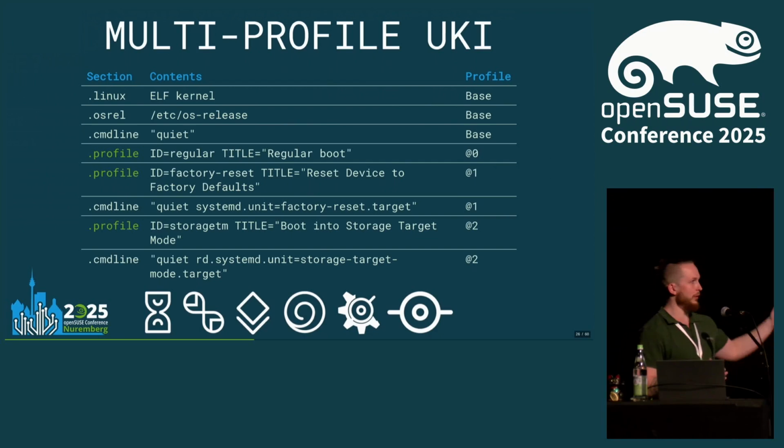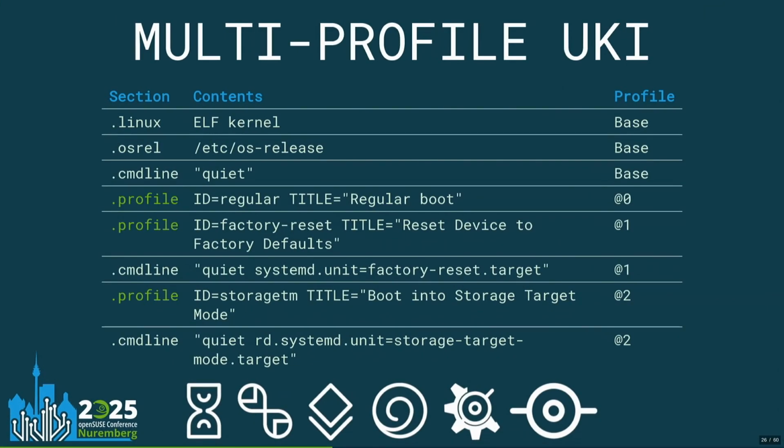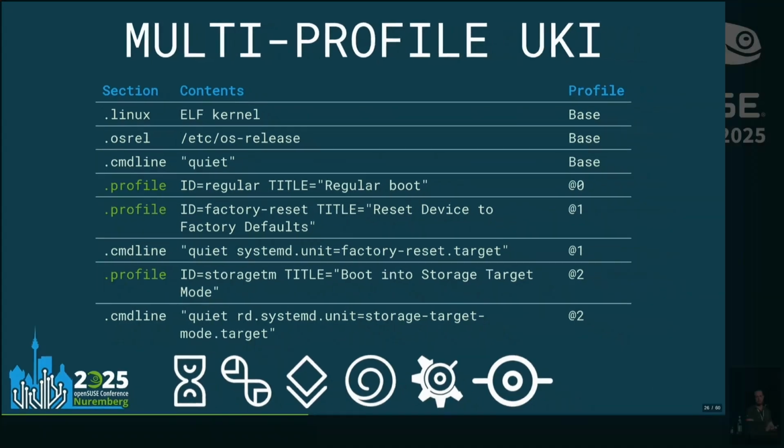So that's an example of how the UKI could look with profiles. It comes directly from the documentation. We can see that you will have your basic sections, and then for each profile you can add a new kernel command line. But keep in mind that these sections need to be in your UKI.